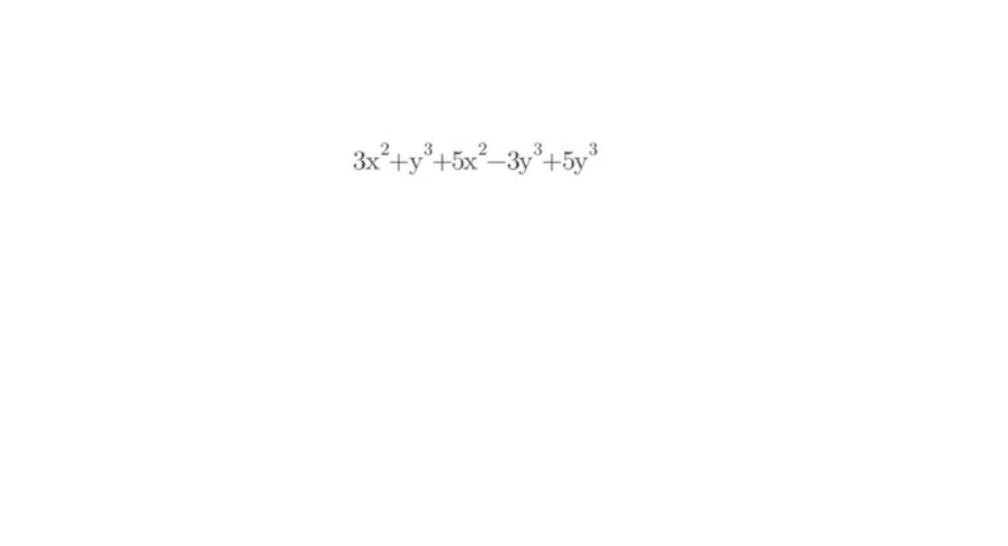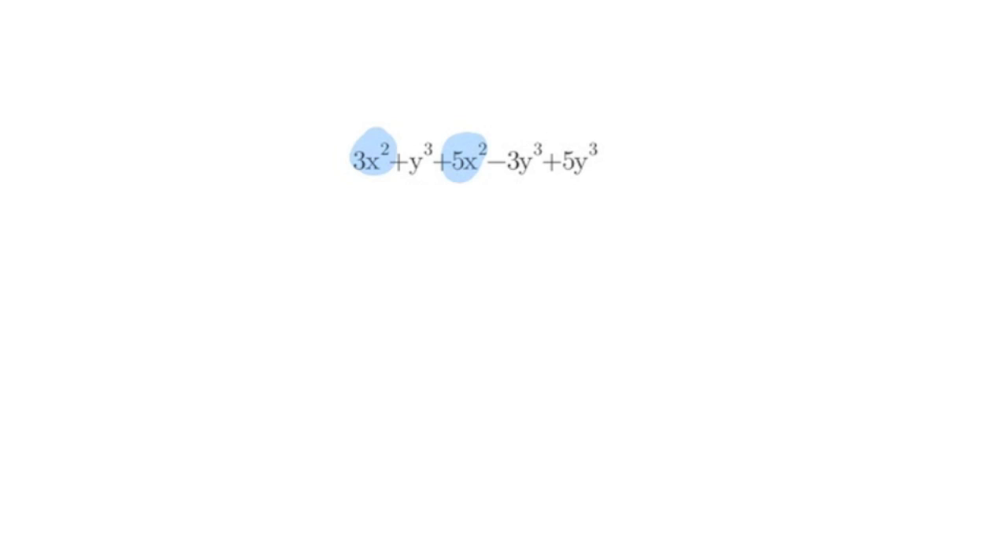All right, so we have our very last example. And our last example is 3x squared plus y cubed plus 5x squared minus 3y cubed plus 5y cubed. As always, I'm just going to go through the expression and highlight my like terms. So my first term is a 3x squared. And my second term is a y to the third. That isn't a like term, but 5x squared is a like term. So I can highlight that blue.